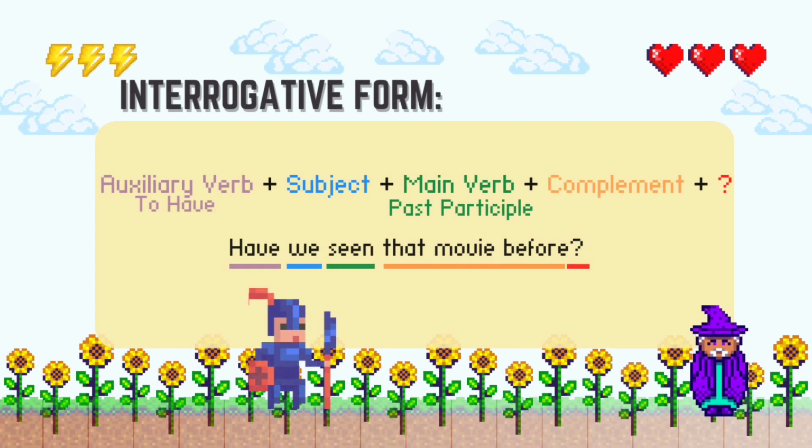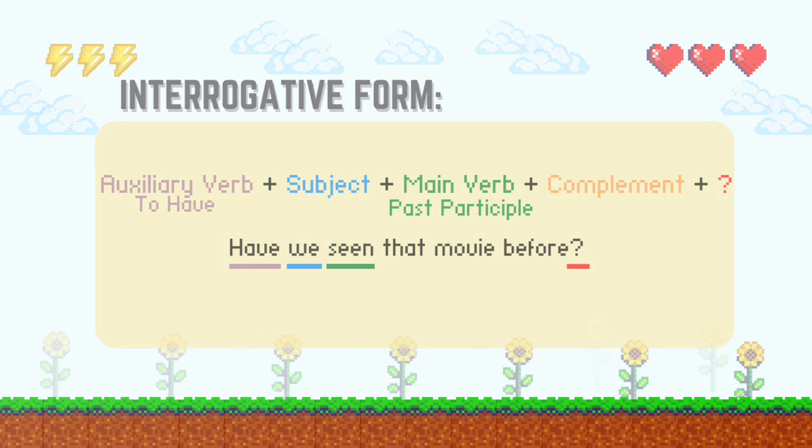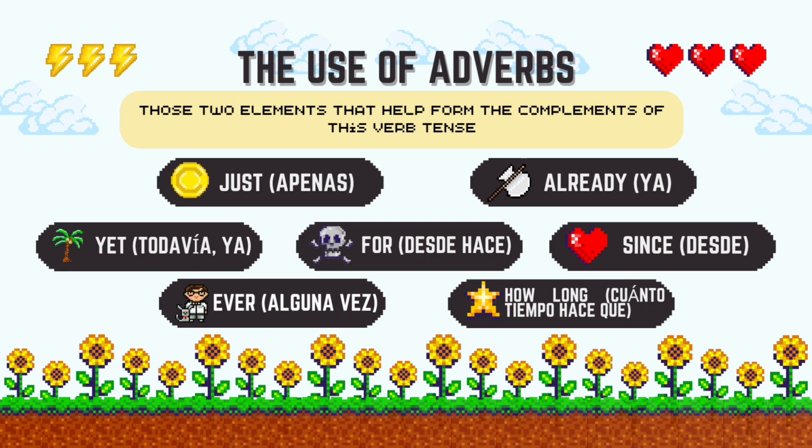The structure of the interrogative form is auxiliary verb to have, subject, main verb in past participle, complement, and question mark. Example: have we seen that movie before? The use of adverbs. It's important to know that some adverbs of time usually accompany the present perfect to emphasize the moment in which the action happened. Some of them are the ones that appear in the slide.